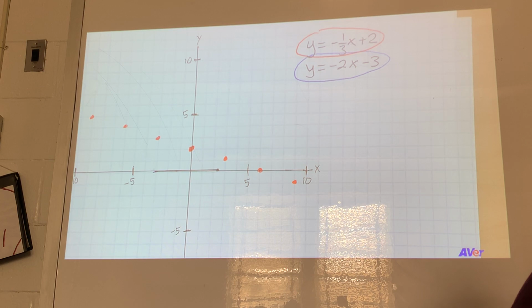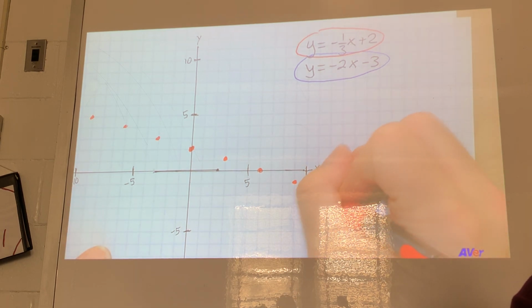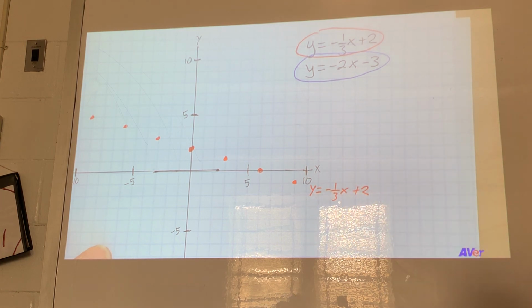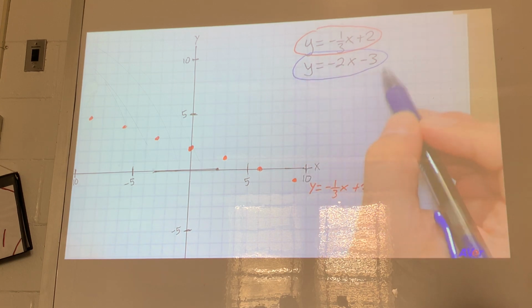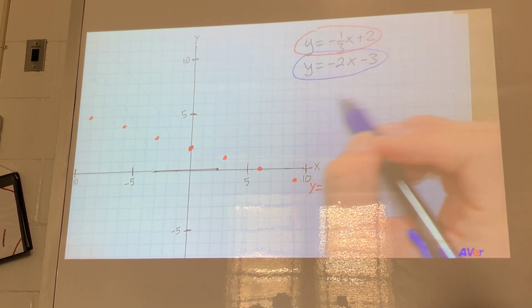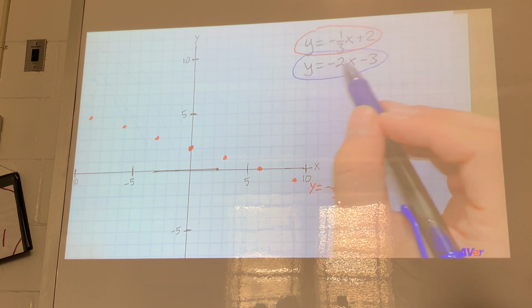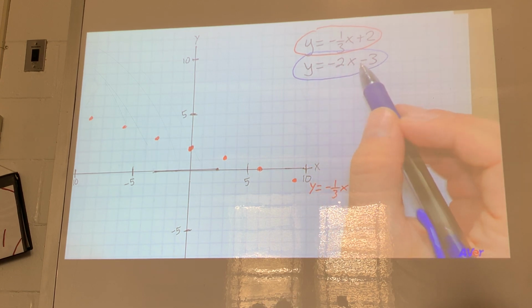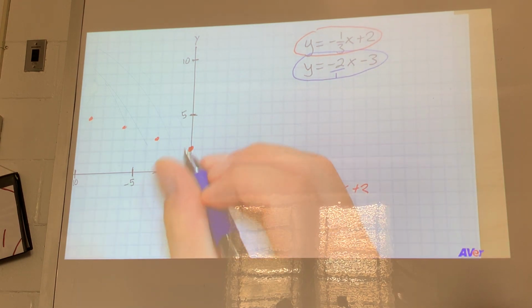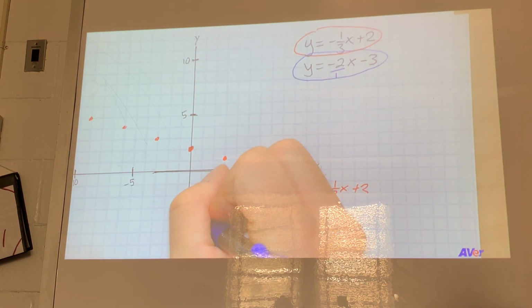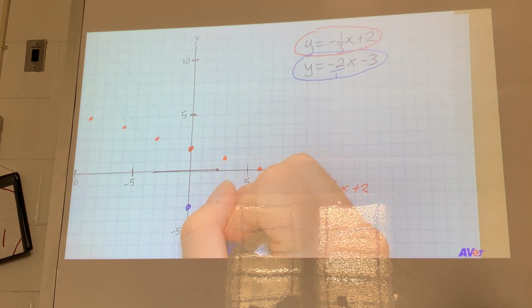All right, so there's my equation, y equals negative 1/3 x plus 2. All right, I will draw the line, but I'm going to wait a little bit. I'm going to first plot my other line. So what's my y-intercept of this equation? Negative 3. What's my slope? Negative 2 over 1. Okay, so that means I start at negative 3, and I'm going to go down 2, right 1.